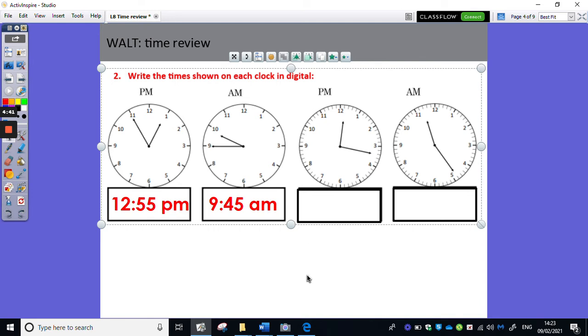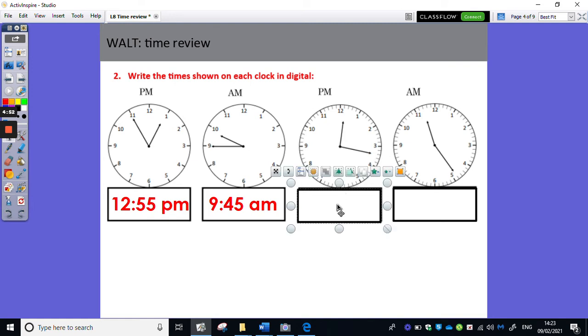So I know my hour is going to be 12. And then if we can count really carefully, it's 5, 10, 15, 16, 17. A little bit tricky to see, but hopefully you could have zoomed in on your separate sheet. So it should be 12:18 p.m.